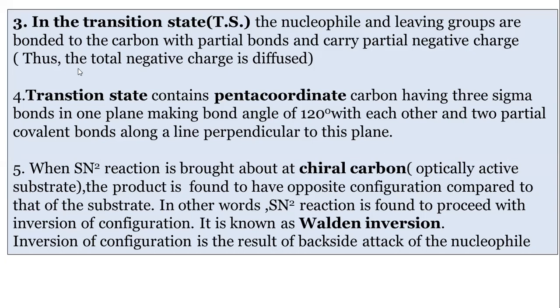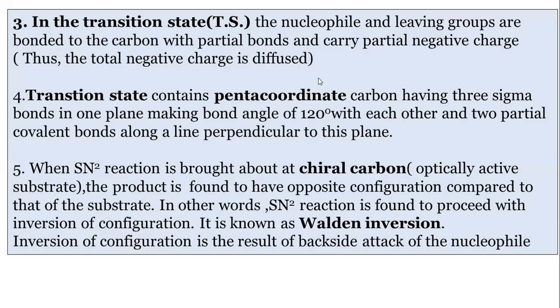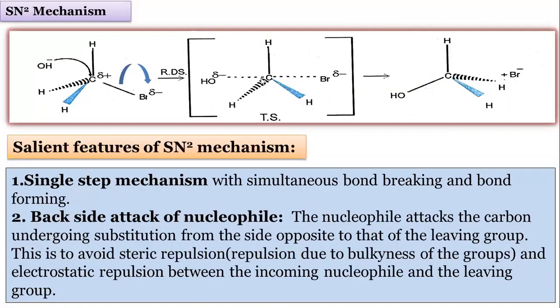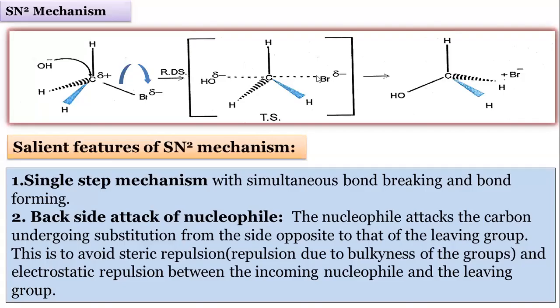Then the third one is the transition state. I have already explained here, in the transition state, it is highly unstable. It has high energy, in which the C-OH bond is partially formed and the C-Br bond is partially broken. The transition state contains a pentacoordinate carbon having three sigma bonds. These three sigma bonds are at an angle of 120 degrees with each other, and there are two partial covalent bonds along the line perpendicular. These are the two partial covalent bonds.